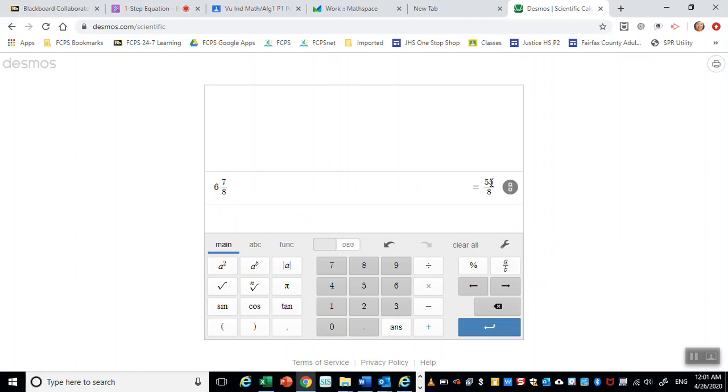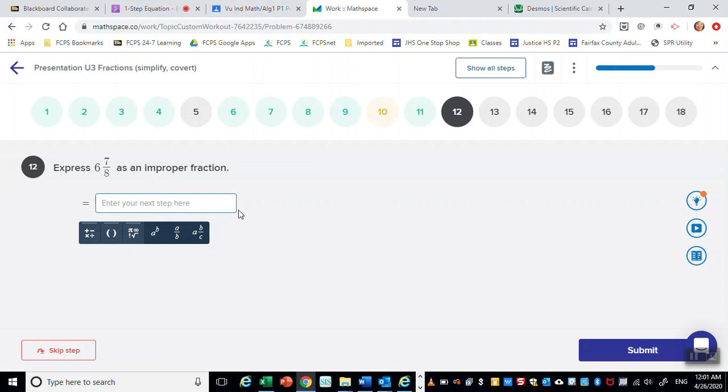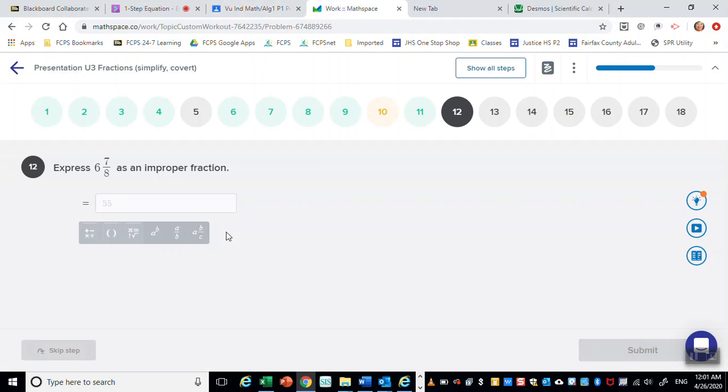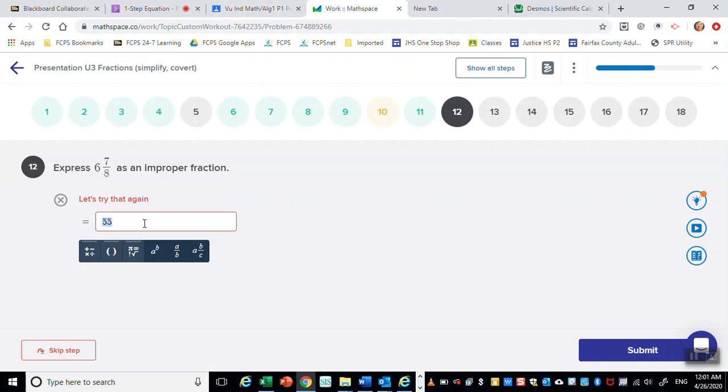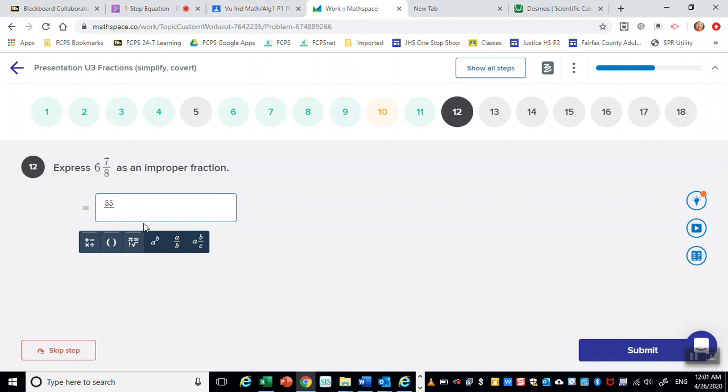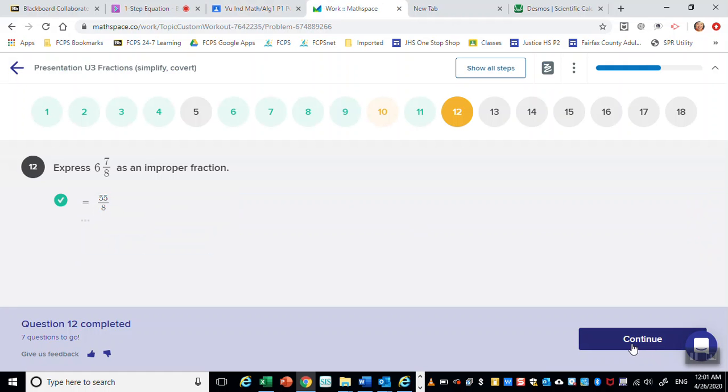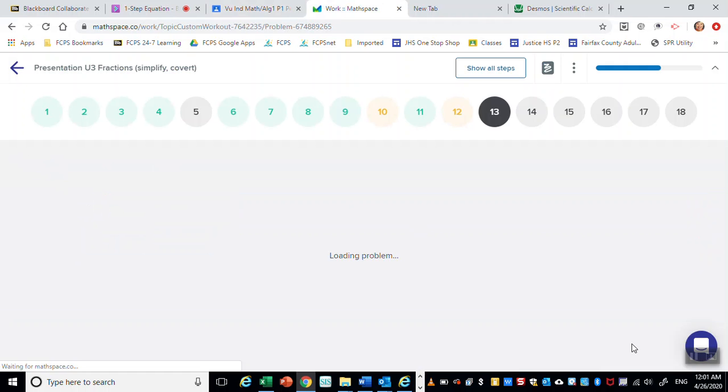It equals 55/8. So is it 55? Oops, sorry, I put it wrong. 55 divided by 8, and then submit. Yep. And then the next question they wanted to do is 13.